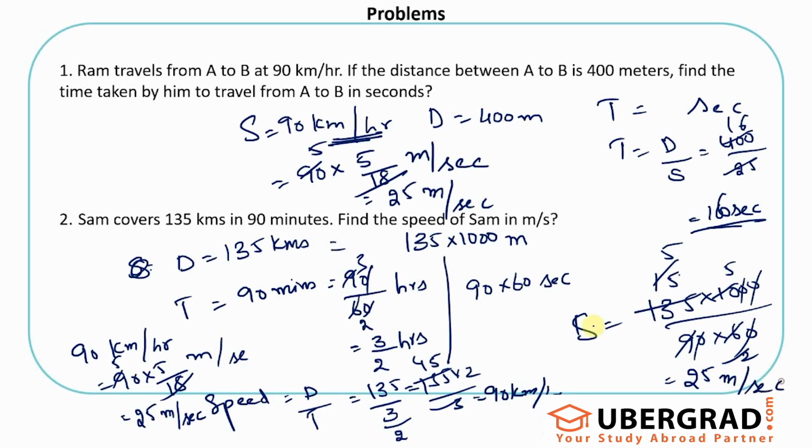The same answer, right? You do any of this, whatever suits you, whatever makes you feel comfortable, but just make sure you have this consistency in units, right? I don't want you to mix up meters with hours to get kilometers per hour, or kilometers with seconds to get meters per second. That cannot work. So just be careful of how the units are, make them consistent, and solve the question.